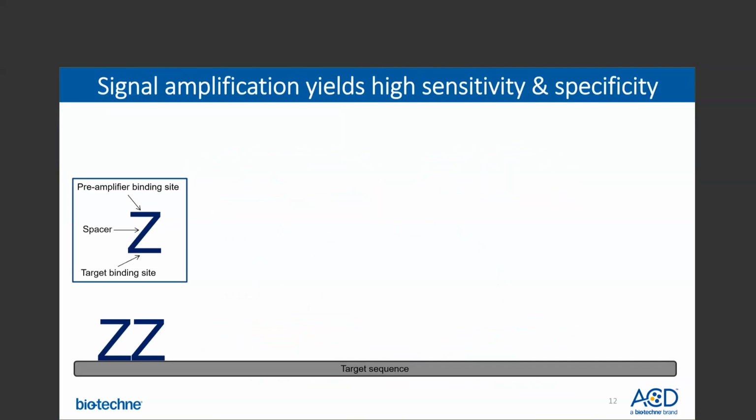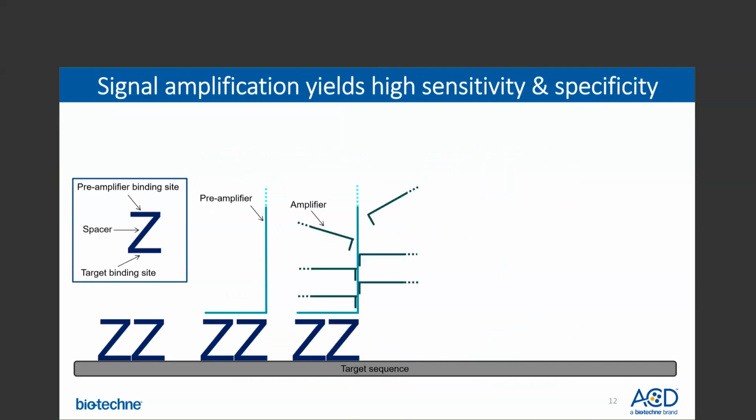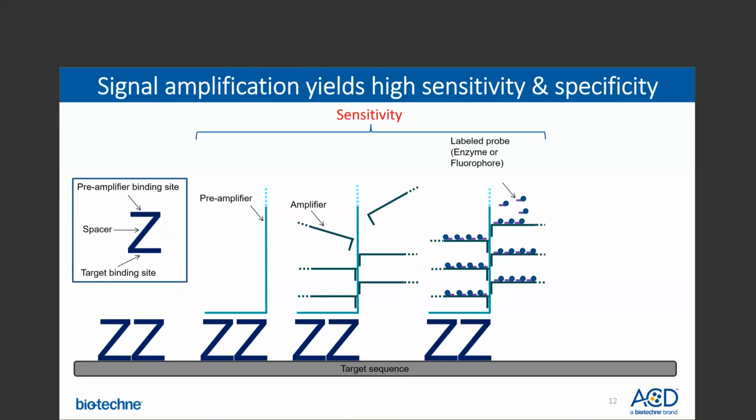As you can see here, the process starts with binding of the double Z probe to your target sequence. This is then followed by binding of the preamplifier, followed by binding of amplifiers to the amplification tree, and this is then followed by detection using a labeled probe, which can be an enzyme or a fluorophore. So this amplification is what contributes to the sensitivity of the assay.